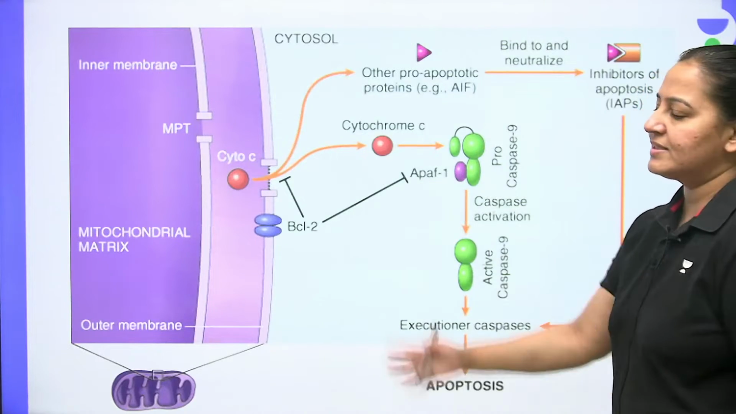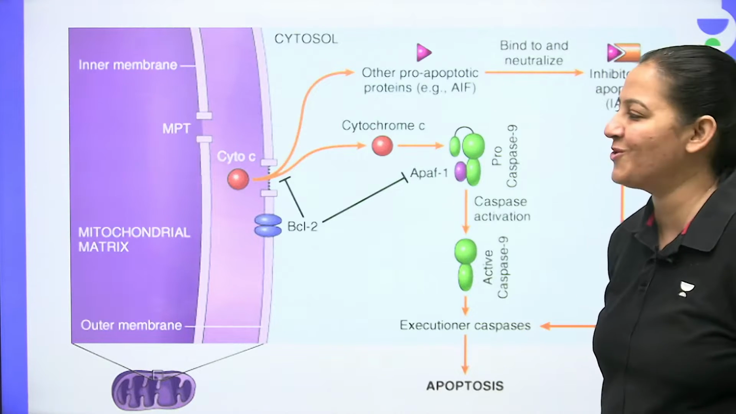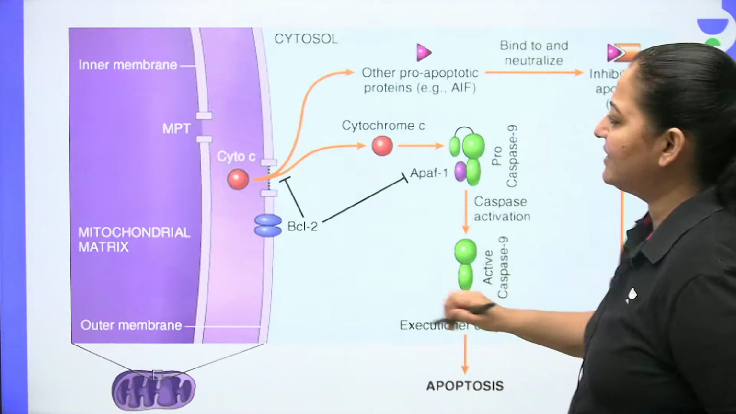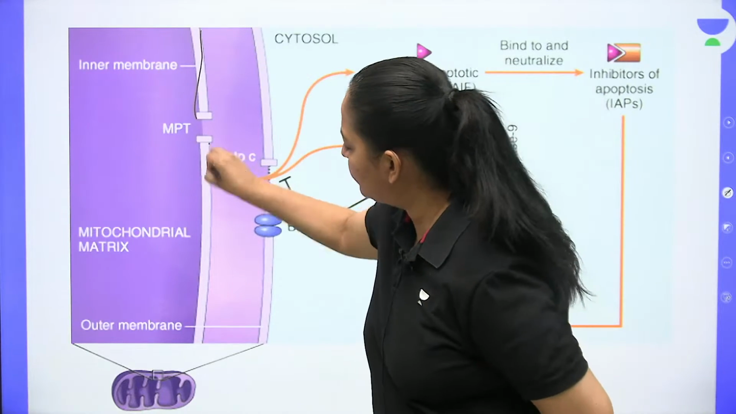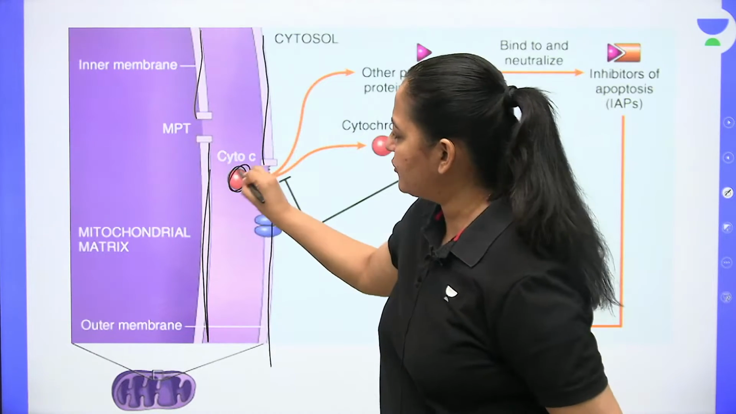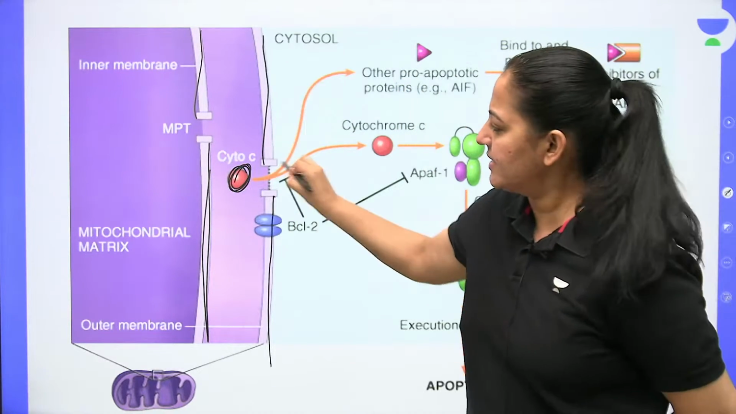Did you understand? So the same story in the mitochondria. You can see these are the two membranes: this is the inner mitochondrial membrane, this is the outer mitochondrial membrane, and this is cytochrome C between the two membranes. You can see this is the transit.